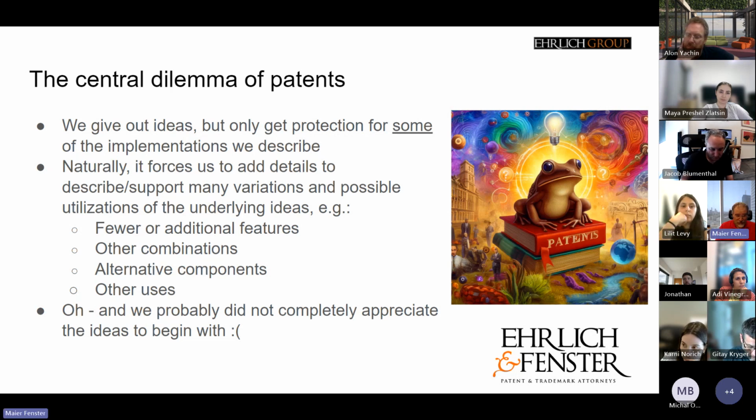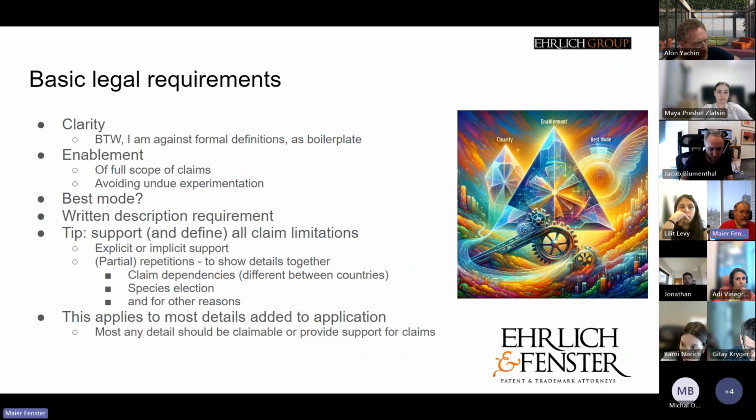So having given this introduction, let's talk about basic legal requirements. There's a minimum amount of details that is required in order to meet legal standards. And these requirements apply to all of the details that you add for whatever reason. And more than that, most details you have in a patent application should be either claimable or provide support for claims. So we'll see perhaps other examples later.